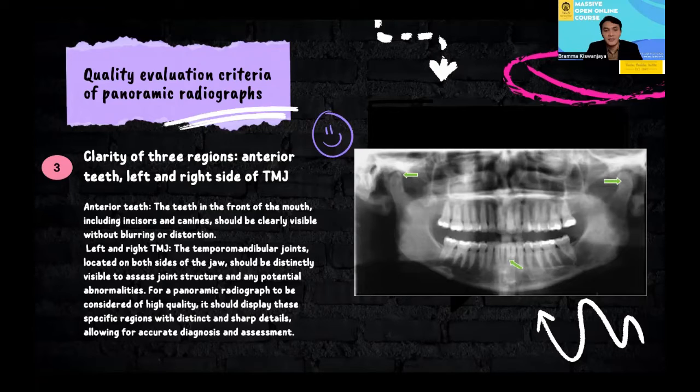Clarity is crucial, especially in three specific regions: the anterior teeth and the left and right temporomandibular joints. Anterior teeth, meaning the teeth in the front of the mouth, including incisors and canines, should be clearly visible without blurring or distortion. The left and right temporomandibular joints, located on both sides of the jaw, should be distinctly visible to assess joint structure and any potential abnormalities. For a panoramic radiograph to be considered high quality, it should display the specific region with distinct and sharp details, allowing for accurate diagnosis and assessment.